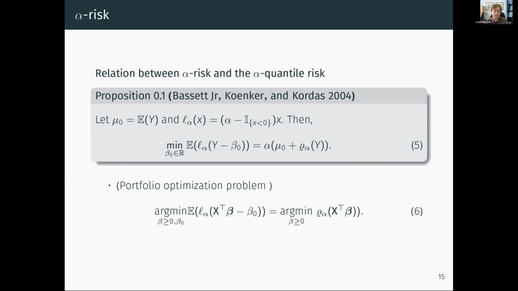That means if we make a portfolio minimizing the quantile risk, then we can achieve the optimal portfolio minimizing the alpha risk. Alpha risk is well known. So by minimizing quantile risk, we can always obtain the optimal portfolio with respect to alpha risk. This relation is written by equation 6. The left term is minimizing the quantile risk, and the right term denotes minimizing the alpha risk. It is equivalent.